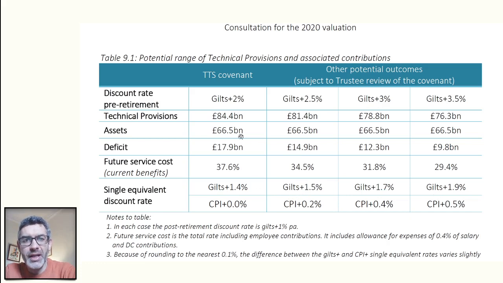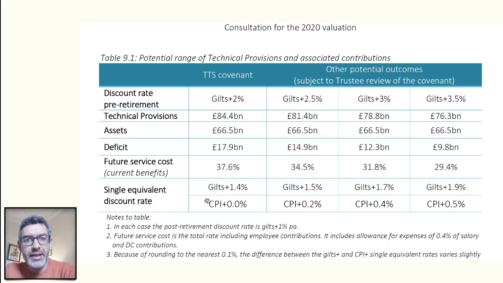So in the left-hand column, this is the tending to strong covenant rating, and the single equivalent discount rate that USS are proposing to use in that case is shown as gilts plus 1.4%. Now what this means is that they will assume in this situation that returns will be 1.4% above what they would get if they invested solely in long-dated government bonds, which are also known as gilts.